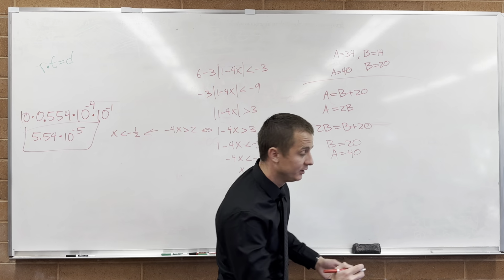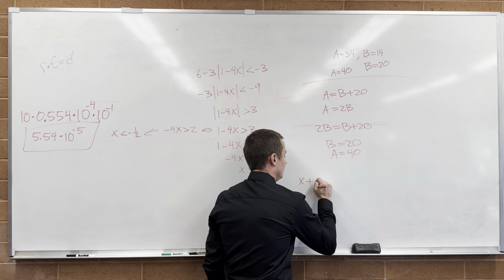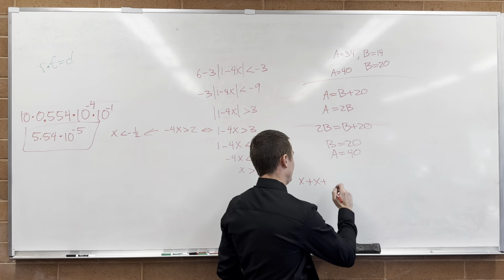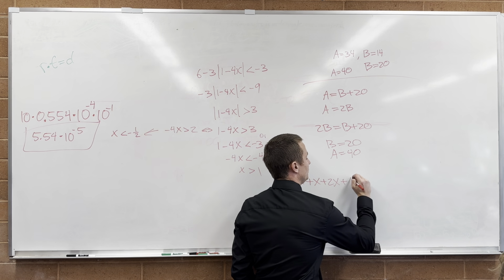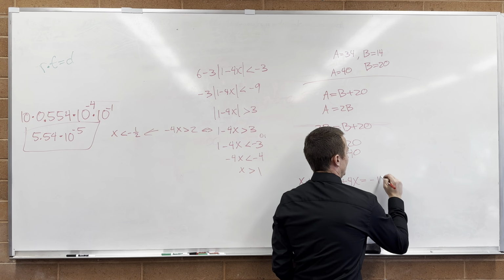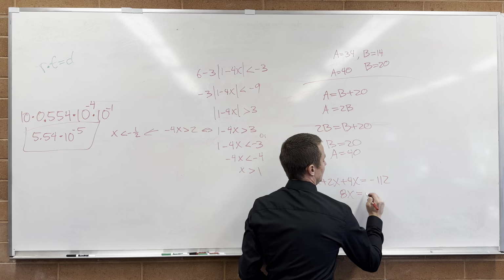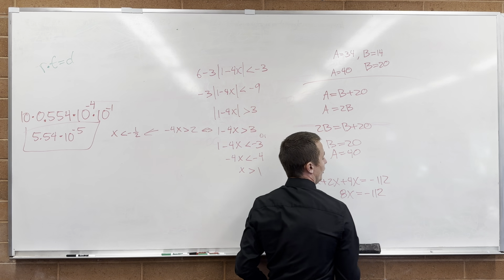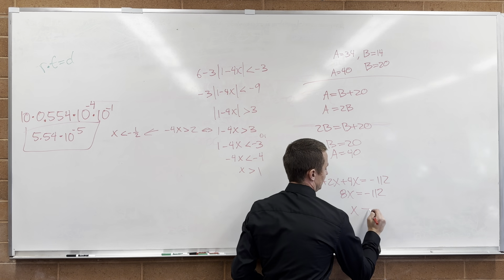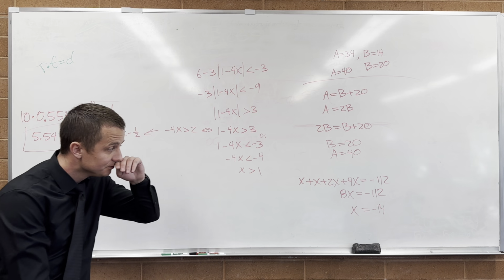So a number, so that's X. X plus itself, X, plus twice itself, plus 4 times itself is equal to minus 112. So, added up, we have 8x is equal to minus 112. What's 112 divided by 8? Hey, I did get it right. There you go.